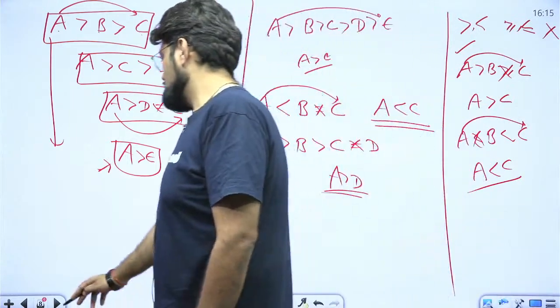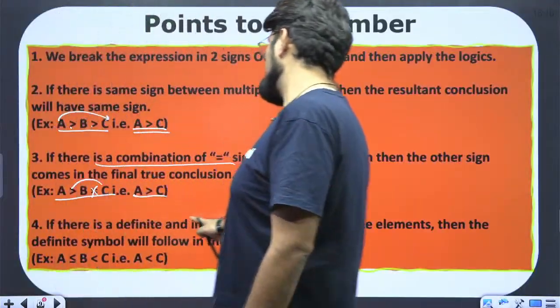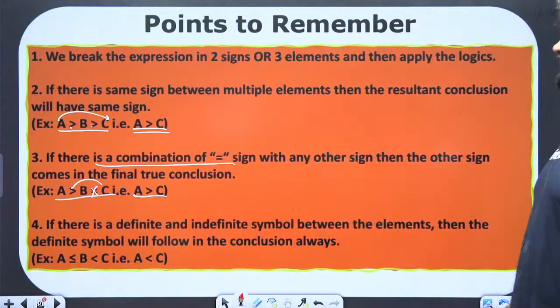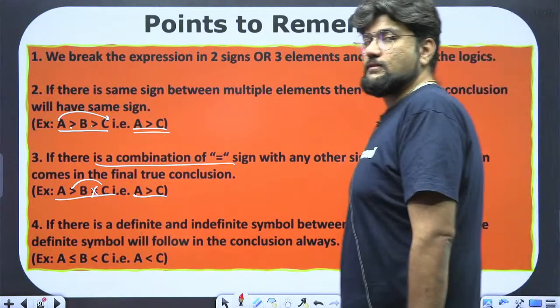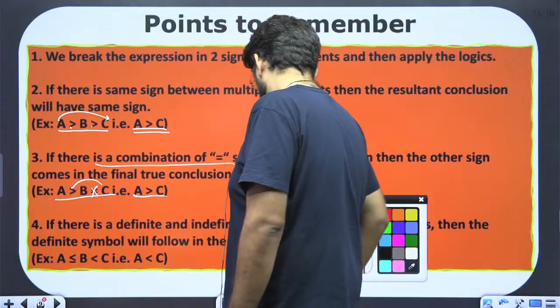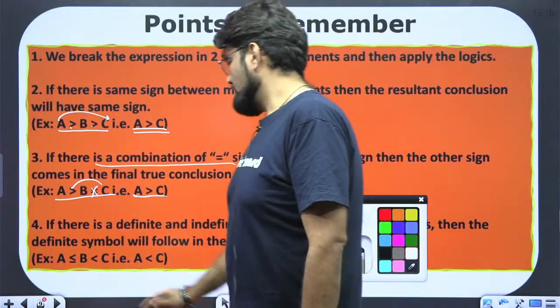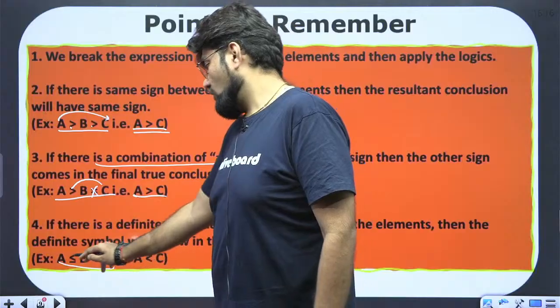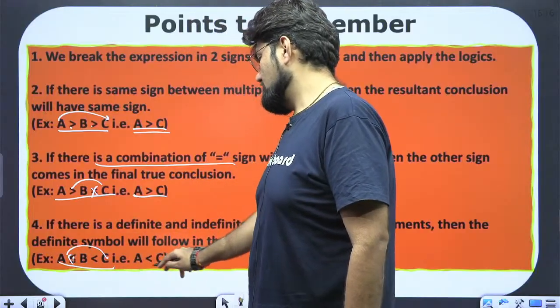Okay. So that is what is written here. If there is a definite and an indefinite symbol between the elements, then the definite symbol will always follow in the conclusion. That is, we will drop the indefinite symbol. So if you look at the example now, A is less than equal to B is less than C. We'll drop this one and straight away say A is less than C.